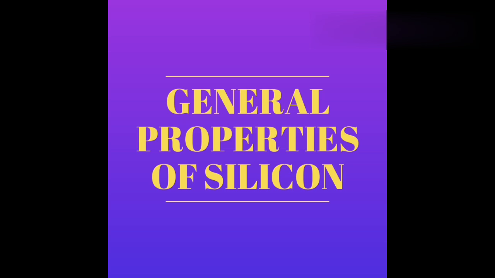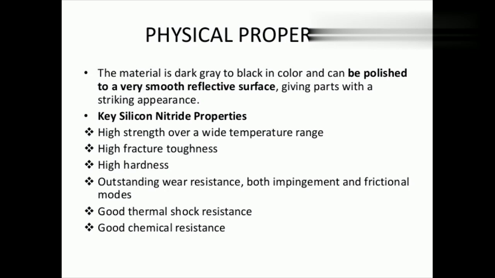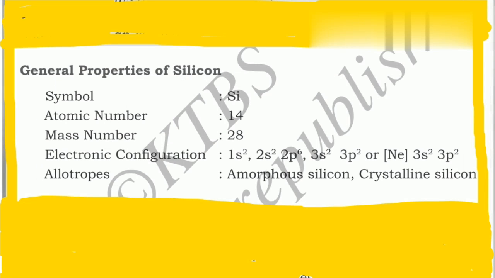General properties of silicon. Symbol: Si. Atomic number: 14. Mass number: 28. Electronic configuration: 1s2, 2s2, 2p6, 3s2, 3p2, or [Ne] 3s2 3p2. Allotropes are amorphous silicon and crystalline silicon.